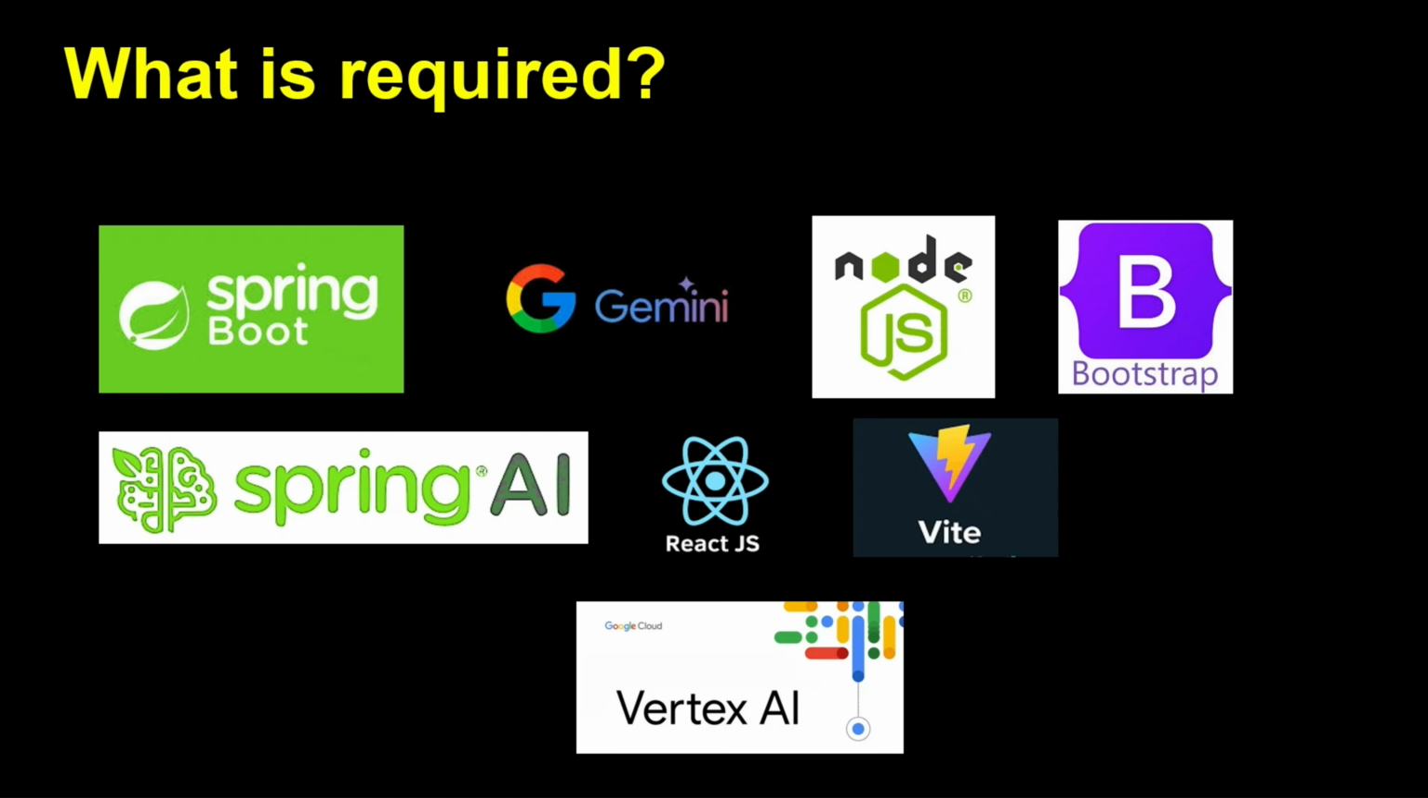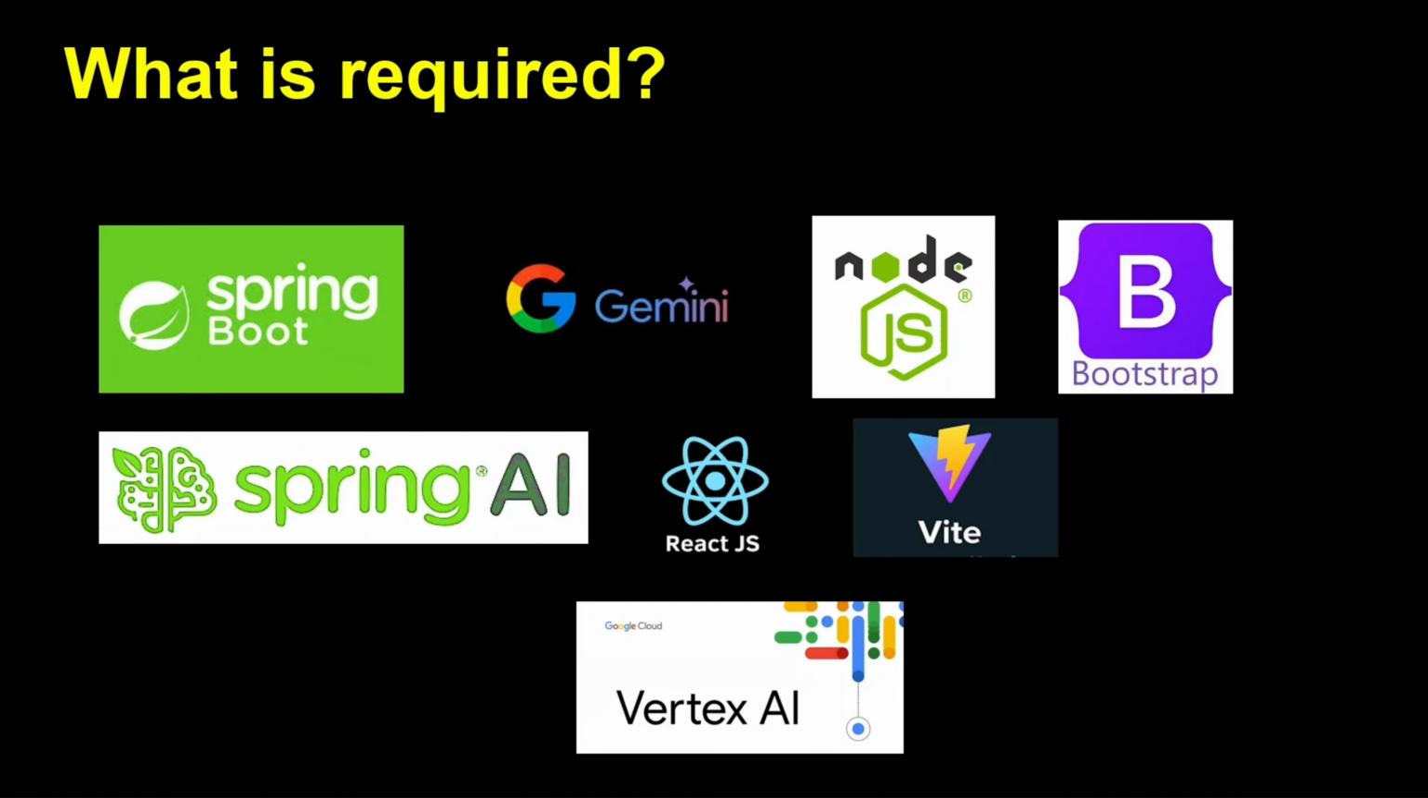So first we will see how to build these applications. What are the things we need? First, Spring Boot to build the service, and Google Gemini or Vertex AI. We are going to use this API to get the models provided by Google Gemini, and then we are going to use another chat interface. We are going to use React JS, Vite, Bootstrap, and Node.js.